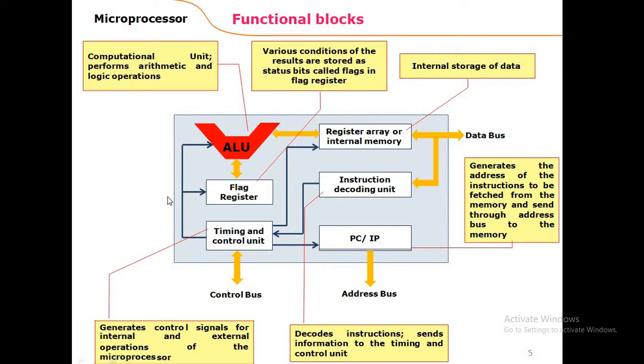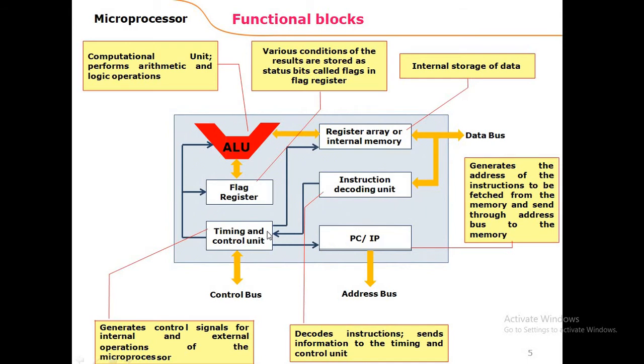Here in this diagram, we can see there are 6 functional blocks, as well as the buses. Here you can see the system bus has 3 buses: data bus, address bus and control bus. Data bus is bidirectional, address bus is unidirectional and control bus is bidirectional. Here you can see these 6 units are connected with the buses.